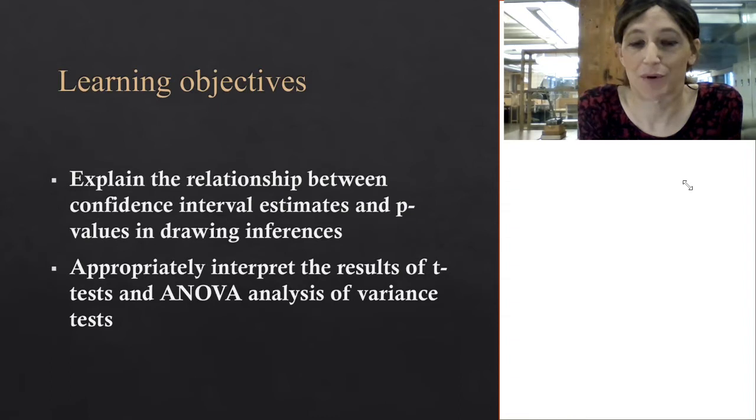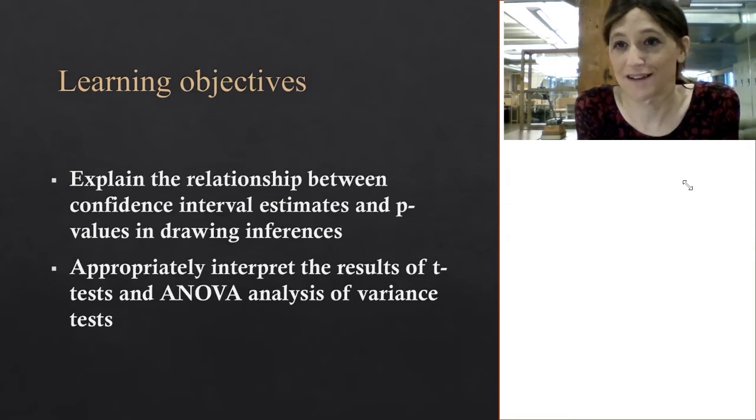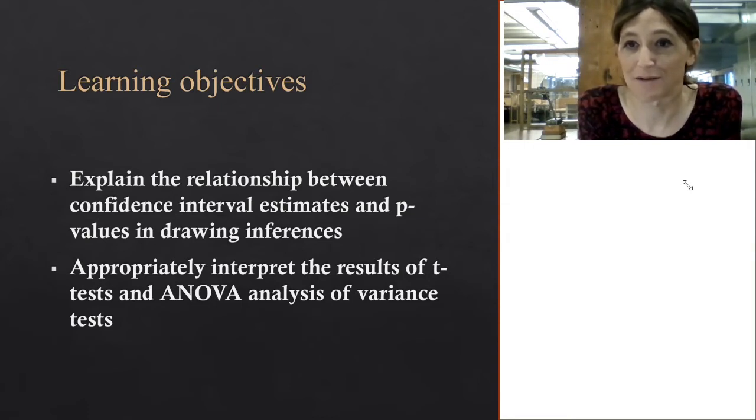Okay, we're also going to appropriately interpret the results of a t-test and an ANOVA, which sounds like some sort of celestial object, but ANOVA just stands for analysis of variance. And we use analysis of variance whenever we have 3 or more categories on a categorical variable, and we're interested in looking at differences in means across those 3 or more categories.